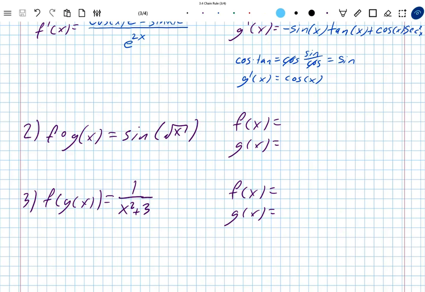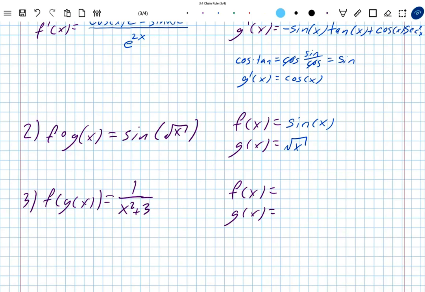The inner function, or rather the outer function, is sine. So we're going to get a sine for f. The inner function is that square root. So if we compose sine of x with square root of x, this is exactly what we get, sine of square root of x. Not sure if this next one is as obvious or not.